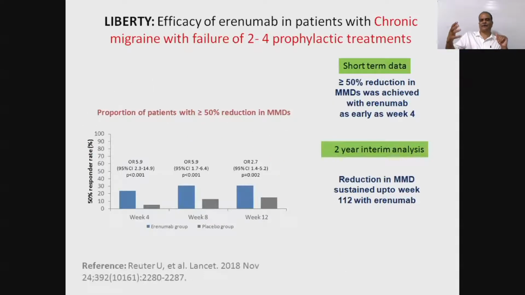The trial which really propelled this drug into clinical practice is the LIBERTY trial, which was used for chronic migraine patients who have failed on 2 to 4 prophylactic agents. These are the patients we usually see where nothing is working for them. This drug has been shown to be effective in the short term: as early as 1 month, there was a marked reduction in monthly migraine days of more than 50%. If you continue treatment, that is monthly injection, the effect was found to be long lasting, up to 2 years.